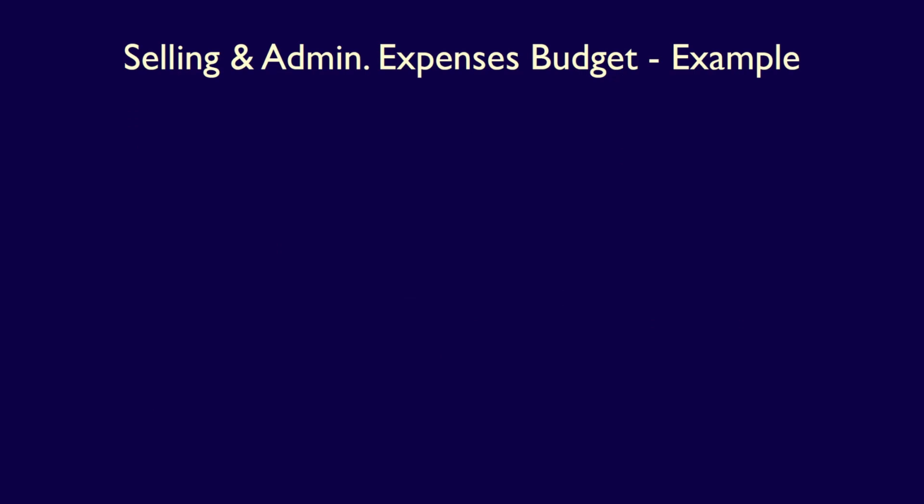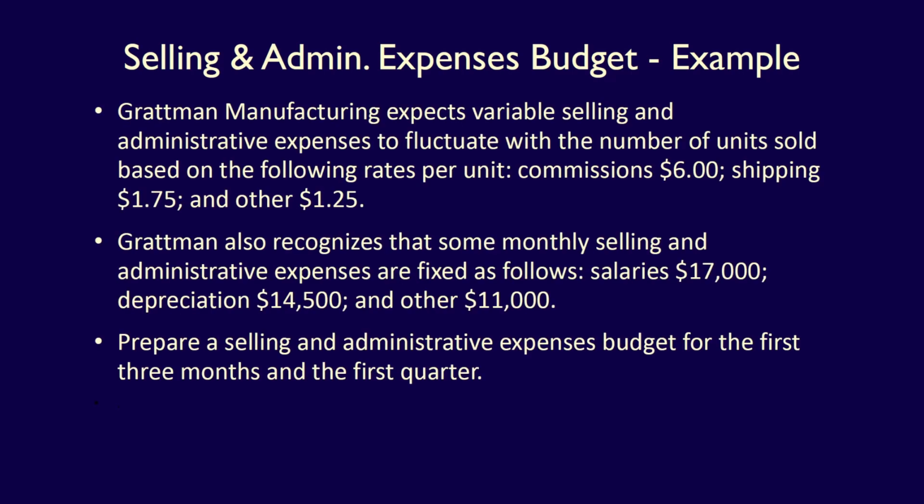We're continuing our example of Gratman Manufacturing to demonstrate the preparation of the Selling and Admin Expenses budget. Gratman Manufacturing expects variable selling and admin expenses to fluctuate with the number of units sold based on the following rates per unit: commissions $6, shipping $1.75, and other $1.25. Gratman also recognizes that some monthly selling and admin expenses are fixed: salaries $17,000, depreciation $14,500, and other $11,000. Prepare a selling and admin expenses budget for the first 3 months and the first quarter.